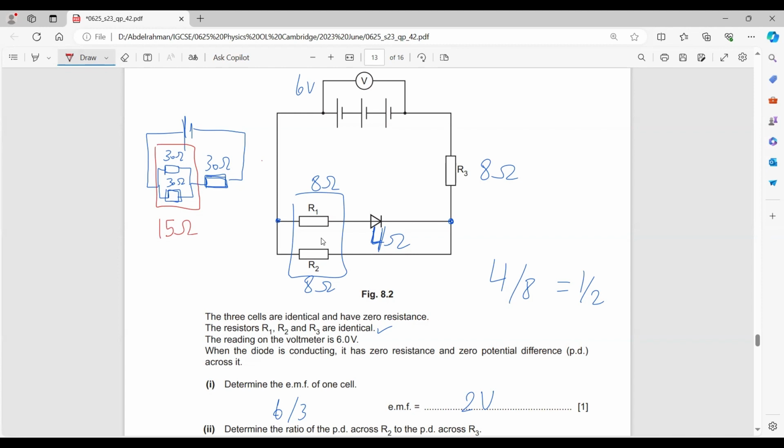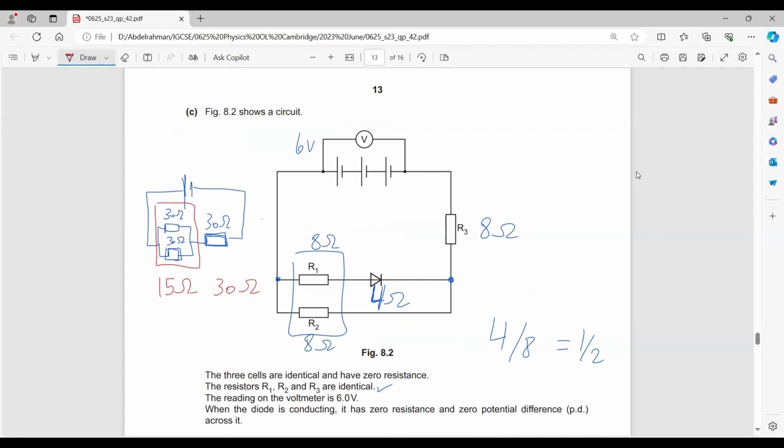And this resistor has a resistance of 30 ohms. So what do we do? It's double. If you have double the resistance, it will take double the voltage. It will have double the potential difference, due to the potential divider equation, which is a ratio as well.